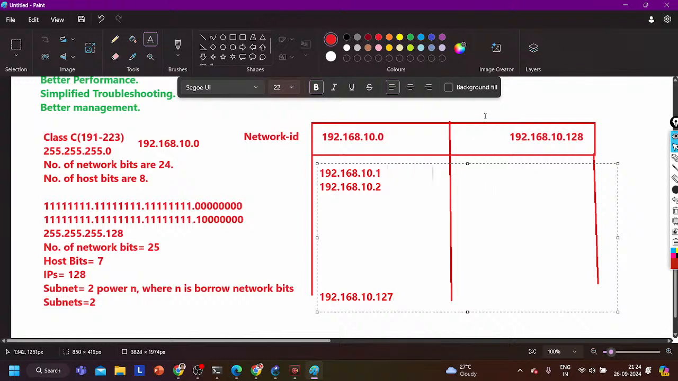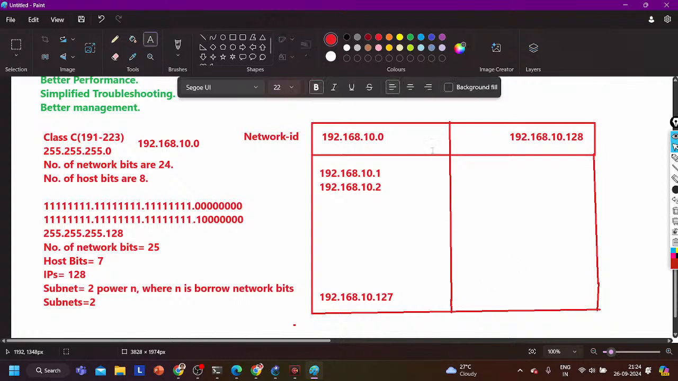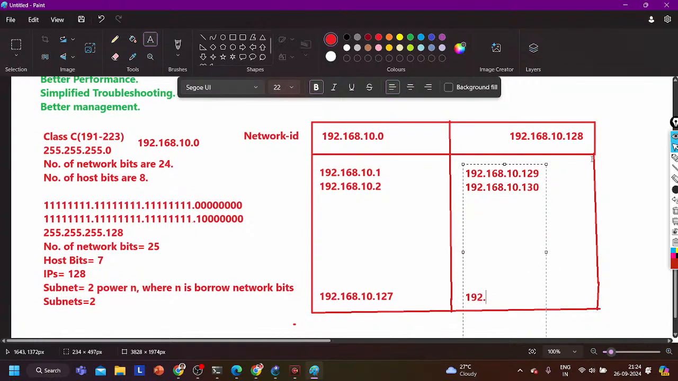Tell me the first valid IP address of the second network. 129. Very good. First, 192.168.10.129. Second valid IP address 130. Last valid IP address 254. Even you can check what the next network will be.